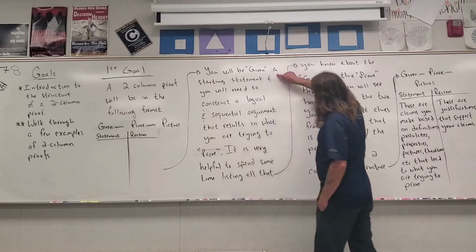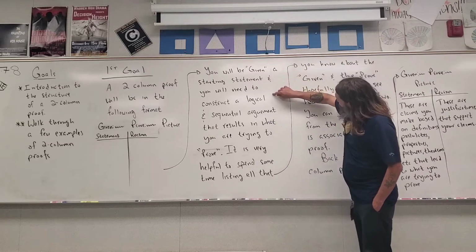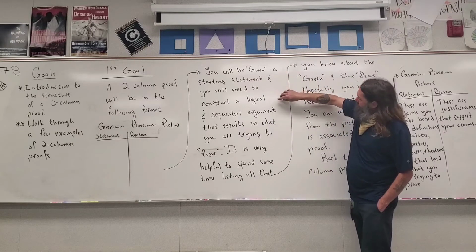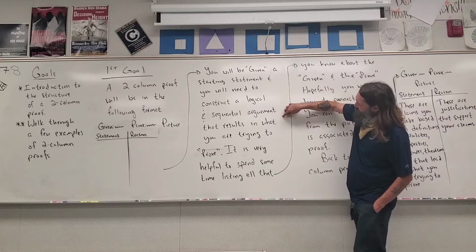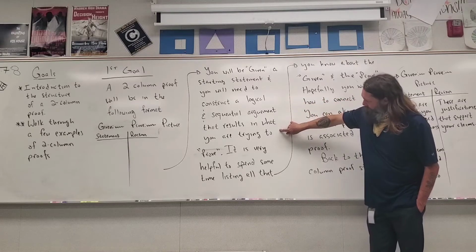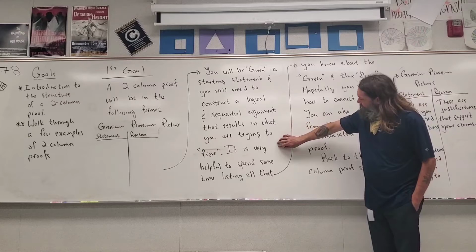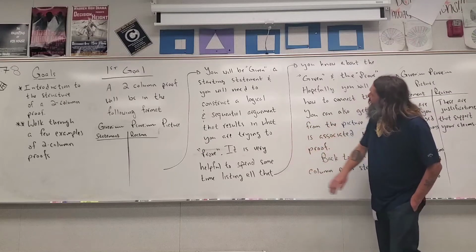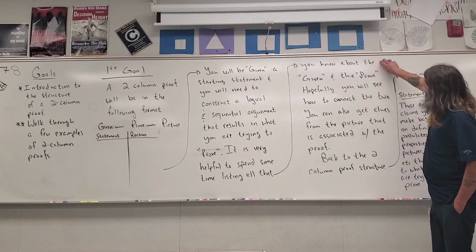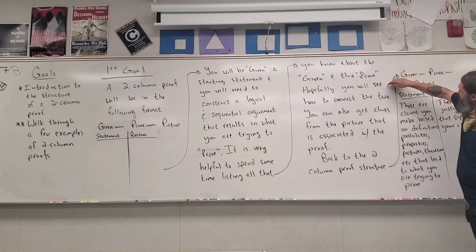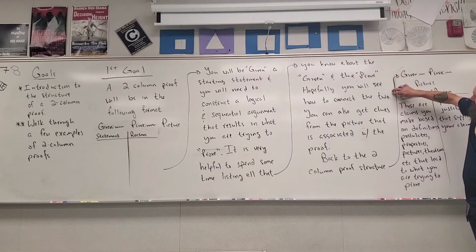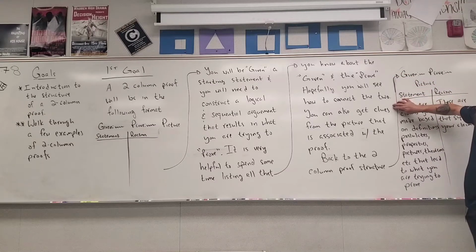You will be given a starting statement, and you will need to construct a logical and sequential argument that results in what you are trying to prove. It is very helpful to spend some time listing all that you know about the given and the proof. Hopefully you will see how to connect the two. You can also get clues from the picture that is associated with the proof.